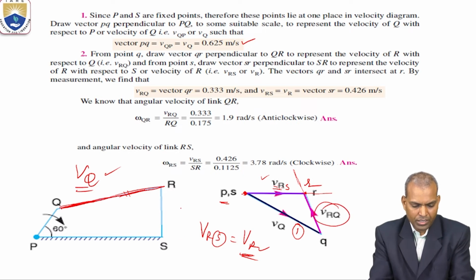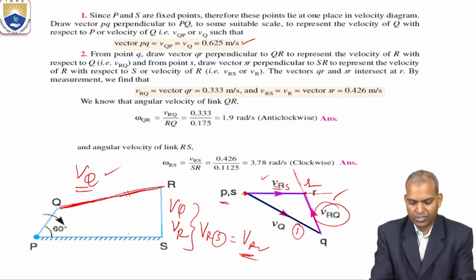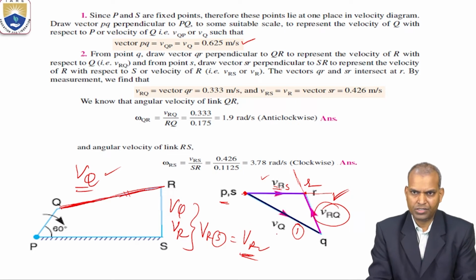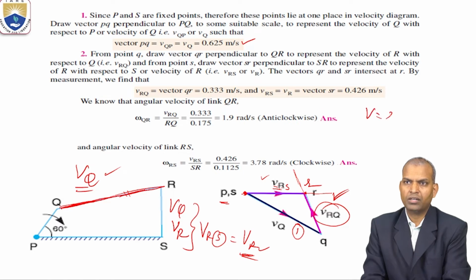Okay, that means VQ and VR both are absolute velocities, and VQR is the only relative velocity in this. In this only it is a relative velocity. So what we want, we know the linear velocities. Then what is the linear velocity? V equal to R omega. Omega equal to V by R.